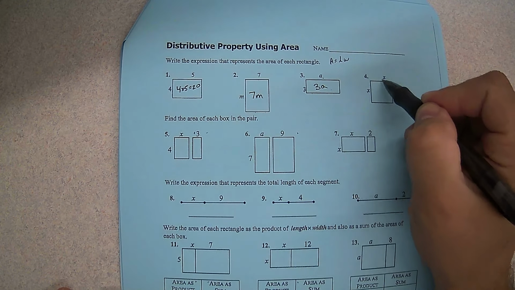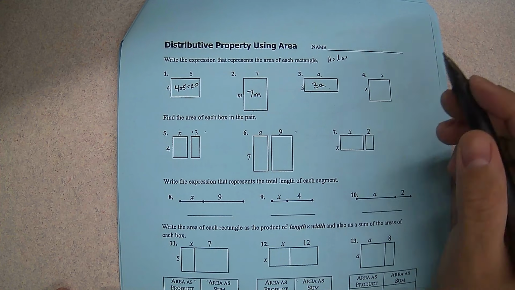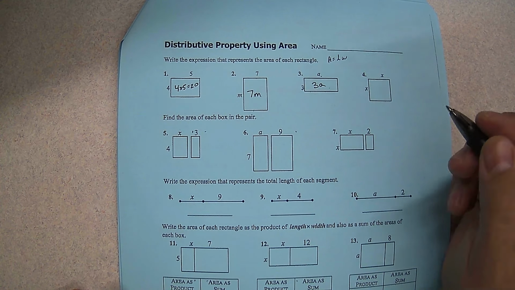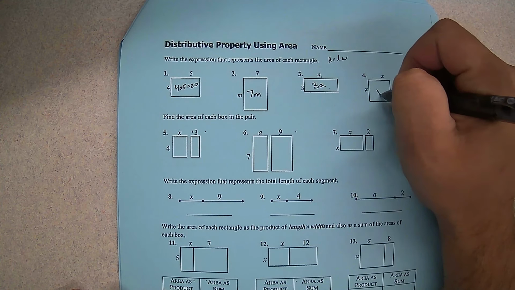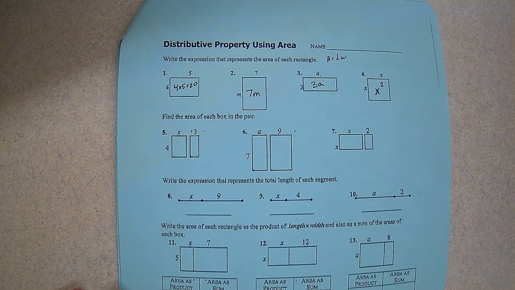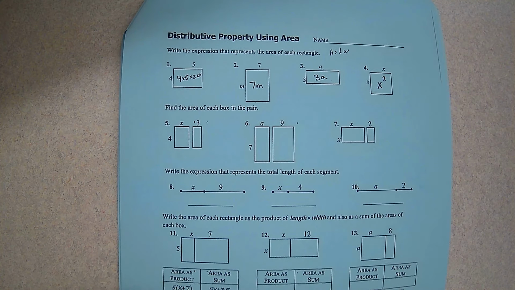If I have x and x, it's x times x, or remember that that is our exponent, to the power of 2. It's multiplying by itself.